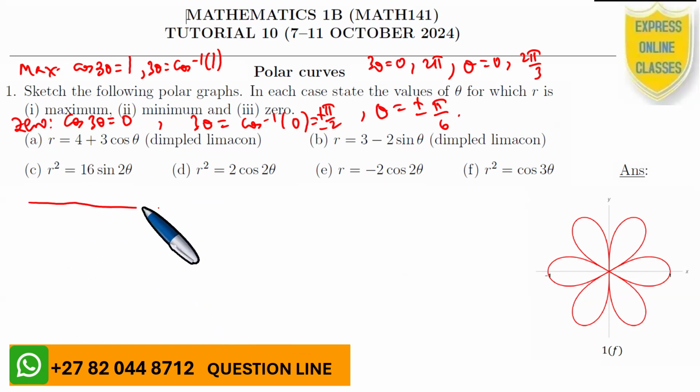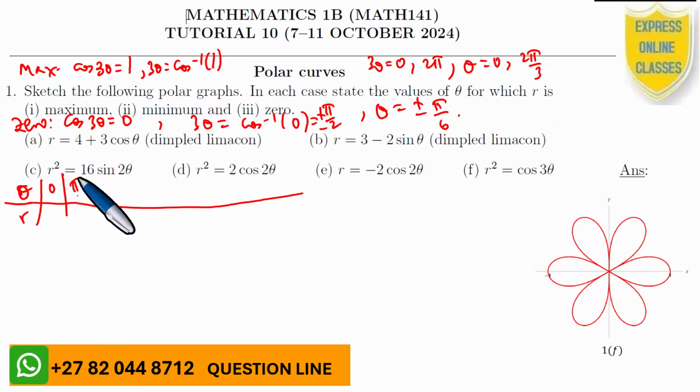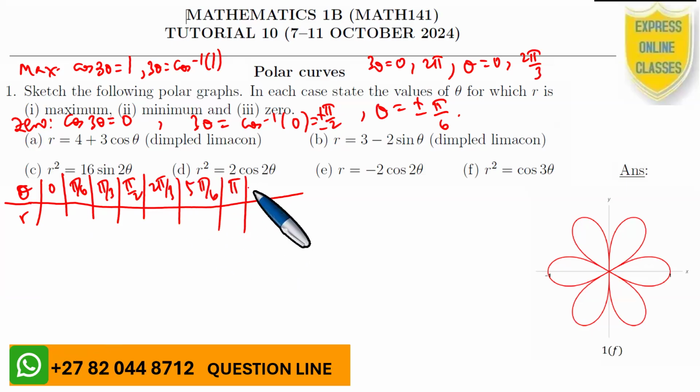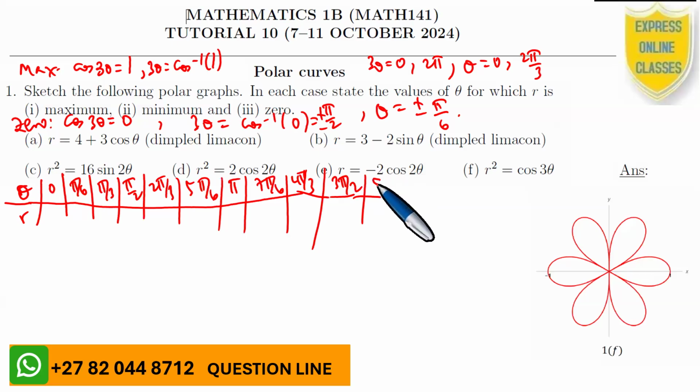Let us draw a table. Theta, r. 0, pi over 6, 2 pi over 6, 3 pi over 6, 4 pi over 6, 5 pi over 6, 6 pi over 6, 7 pi over 6, 8 pi over 6, 9 pi over 6, 10 pi over 6, 11 pi over 6, 12 pi over 6.